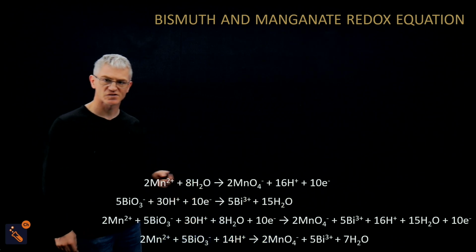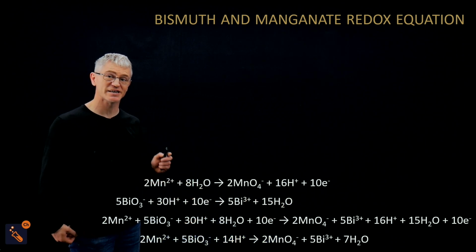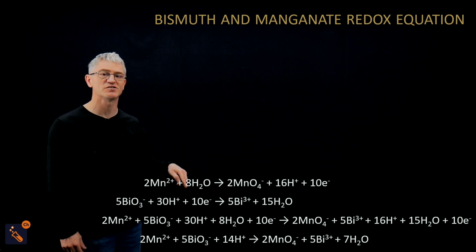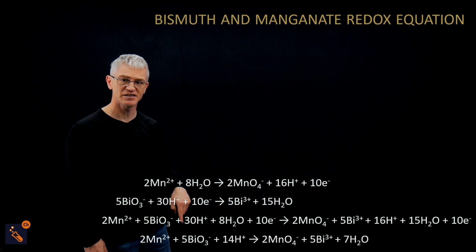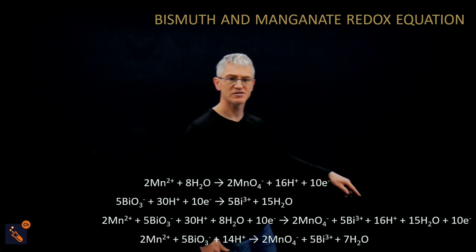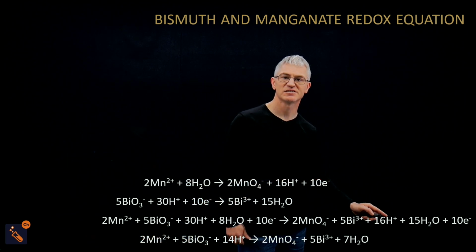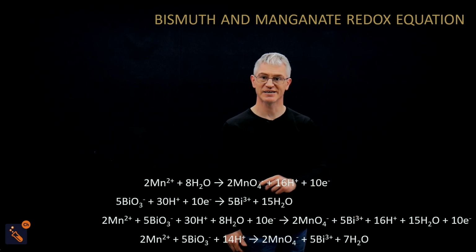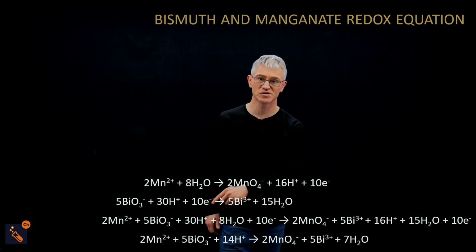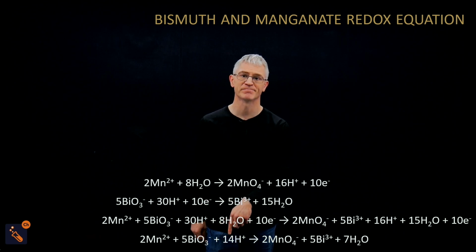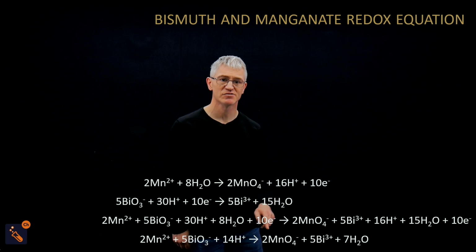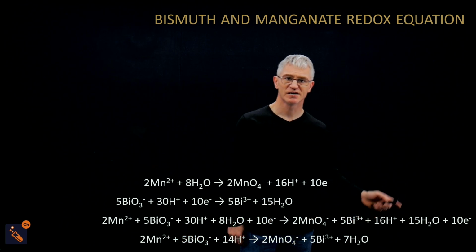Now, what's really important here is that you must cancel from this point. If you have something on one side and it's also on the other side, you have to cancel. So there's 30 H+ on this side, 16 on that side. So 16 H+ get cancelled, leaving behind 14. It's 30 take away 16 is 14, and that's why you get 14 here. You cancel your electrons because they're the same number, and then your waters.